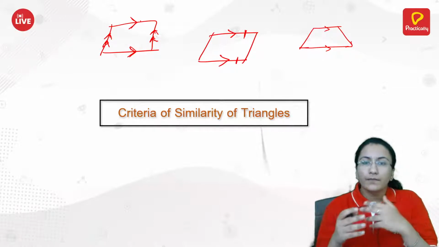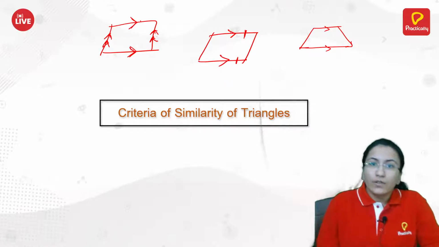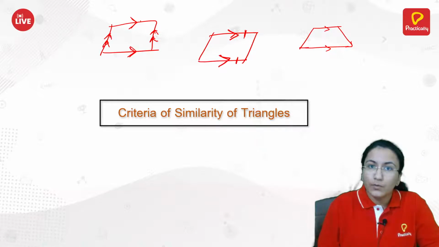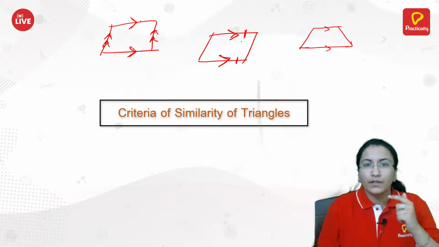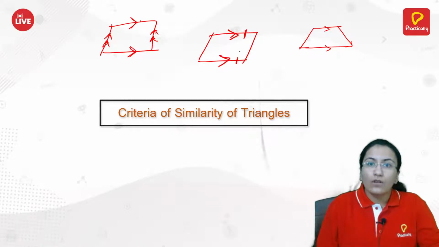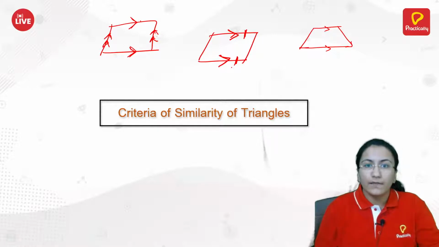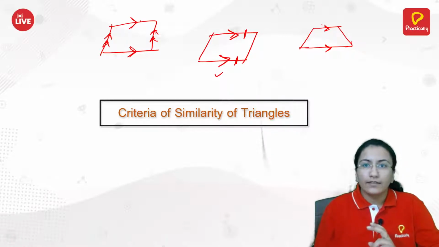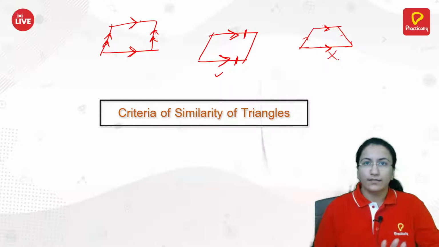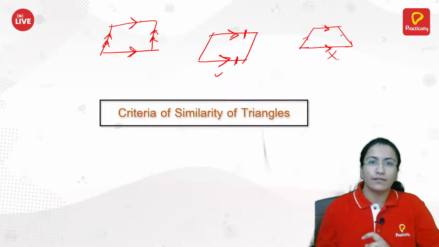Or the other way out to prove this would be, you prove this is parallel to this and again prove that the lines you have proved as parallel must also be equal. Even then this is a parallelogram. And if you have just proved that these two are parallel and you haven't proved either this is equal to this or this one is parallel to this, then you can't say this is a parallelogram. This could be a trapezium also.